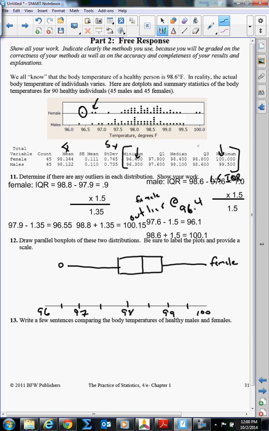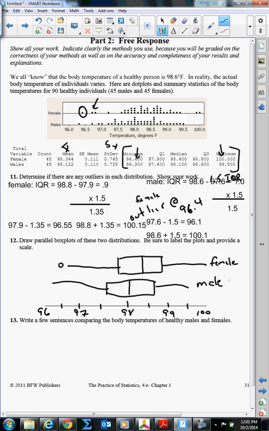For the males, let me go ahead and plot Q1 at 97.6, and Q3 at 98.6. Draw my rectangle. My maximum value was at 99.5. That's not a very good whisker. My minimum is at 96.3, and it's not an outlier, so I can include it. Terrible. Alright, median's at 98. And I'll go ahead and label this as male.